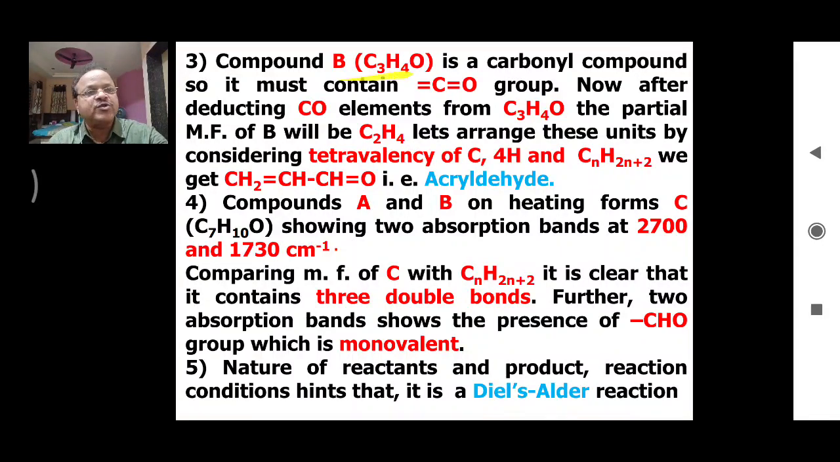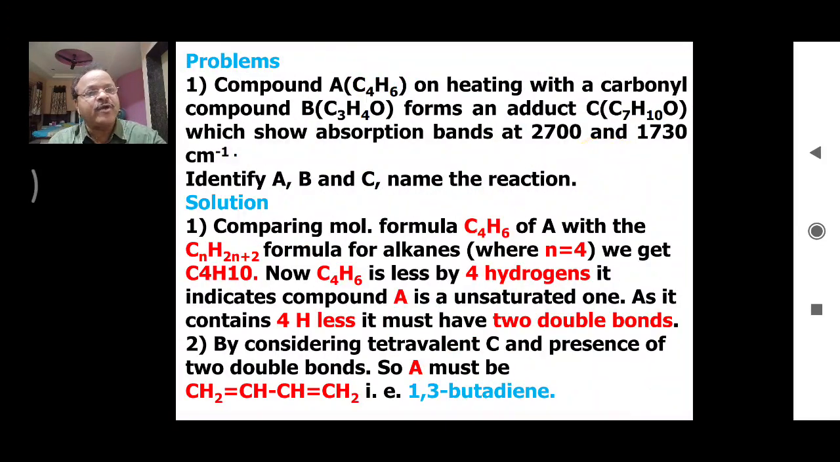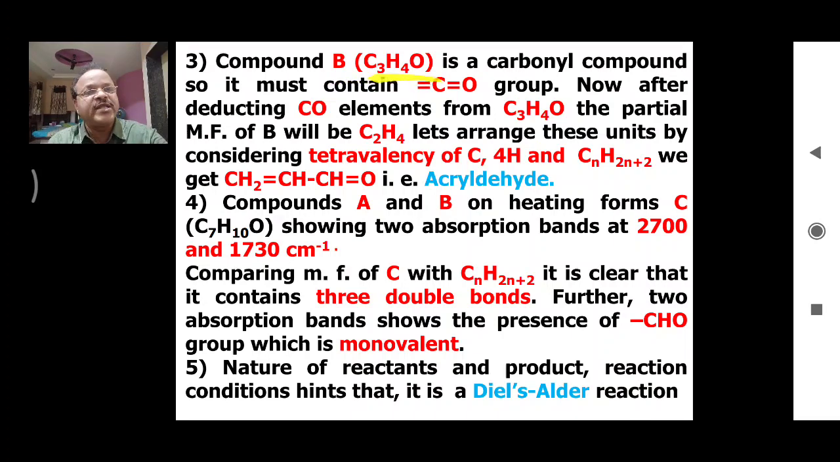So in this case also, with this compound, we have to find whether this compound B is saturated or unsaturated. If it is unsaturated, then again we have to find out how many double bonds are present in compound B. So again we have to compare the molecular formula of B with the general molecular formula. So while comparing the molecular formula of compound B, that is C3H4O, we have to keep aside oxygen. So just take C3H4 for comparison with this molecular formula.